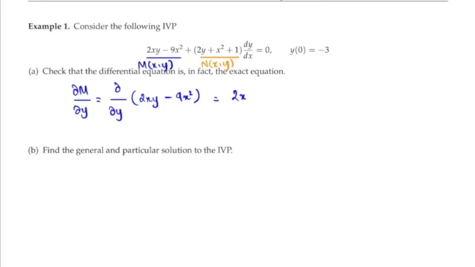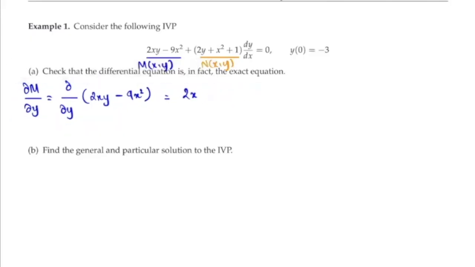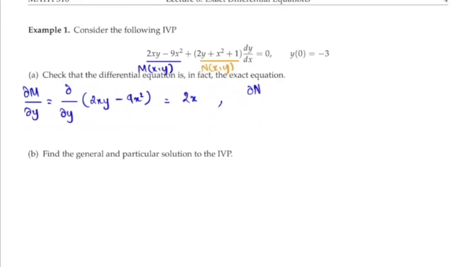Now you do partial N partial x. That is, you take the partial derivative of 2y plus x squared plus 1 with respect to x. The partial derivative of 2y with respect to x is 0, since there's no x term in there. The partial derivative of x squared with respect to x is 2x, and the partial derivative of 1 is 0. So this is 2x.